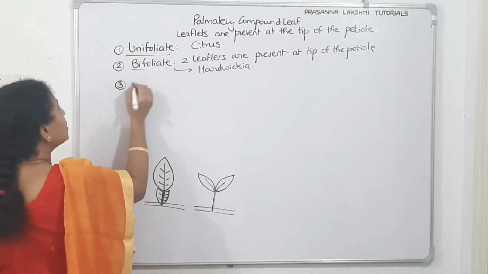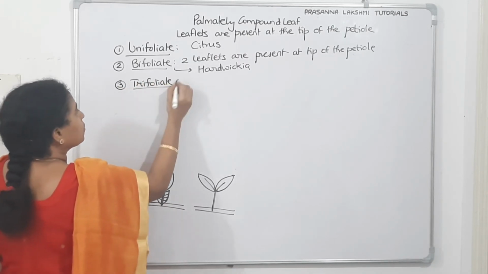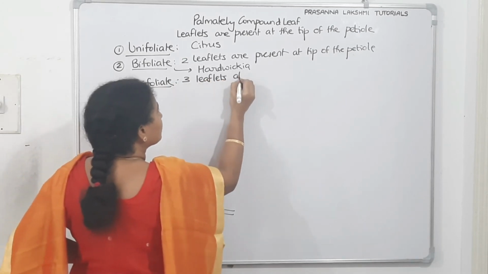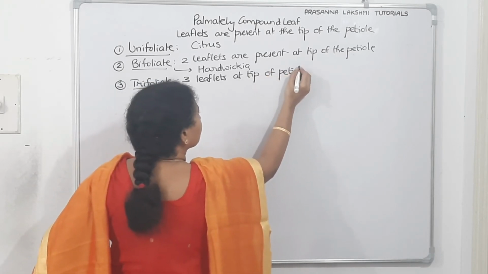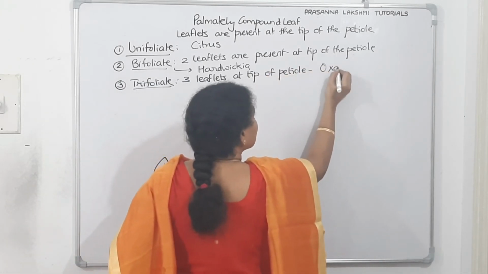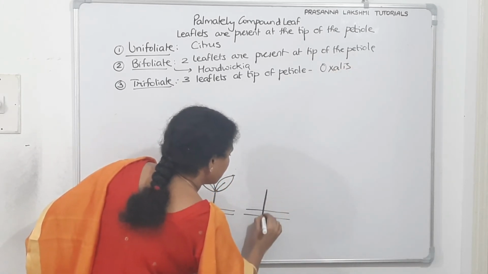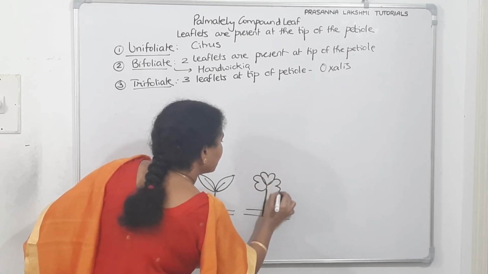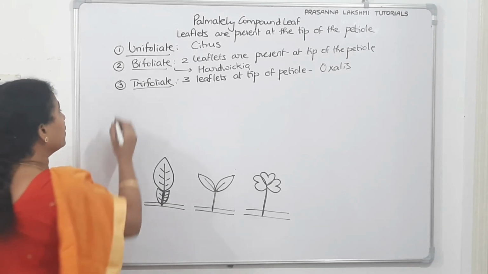The third one is trifoliate. So, it goes like three leaflets at the tip of the petiole. We know oxalis is an example. In oxalis, this is a petiole. One leaflet, second leaflet, third leaflet. If three leaflets are present at the tip of the petiole, it is trifoliate.